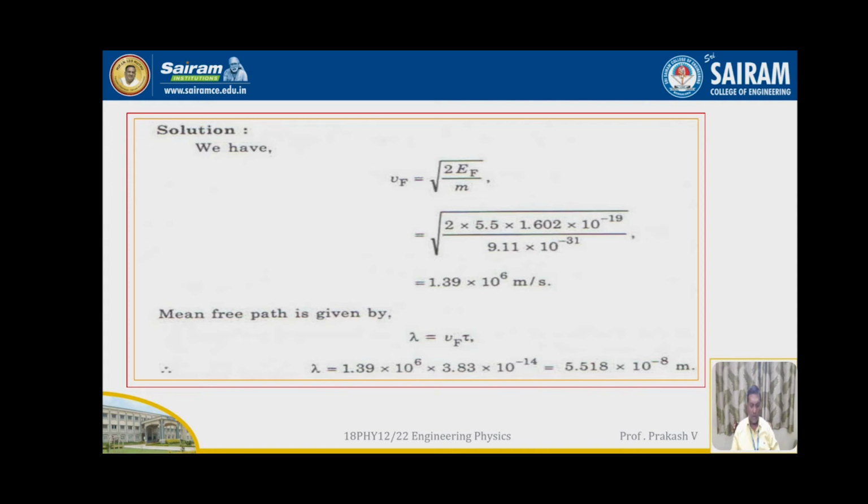And the expression for lambda is lambda equal to Vf into tau. Now substitute the calculated Vf value and the given tau. So lambda is equal to 1.39 into 10 to the power of 6 into 3.83 into 10 to the power of minus 14. After simplification, the value of lambda is equal to 5.518 into 10 to the power of minus 8 meter.